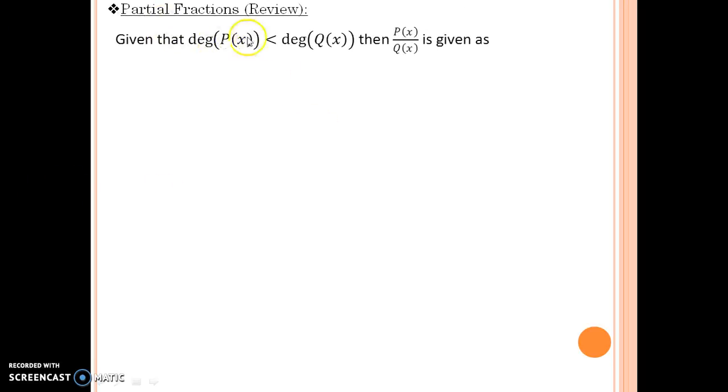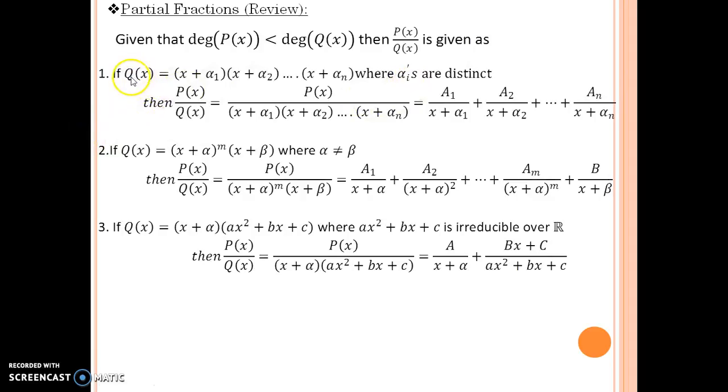Given two polynomials p(x) and q(x), both real polynomials such that the degree of p(x) is less than the degree of q(x), partial fractions deal with expressing this fraction p(x) over q(x). You can write this p(x) over q(x) in different manners depending upon q(x) cases. The first case is if q(x) can be factorized into n factors where each root, alpha 1, alpha 2 and alpha n, is a distinct root.